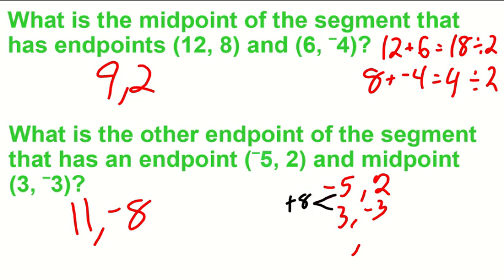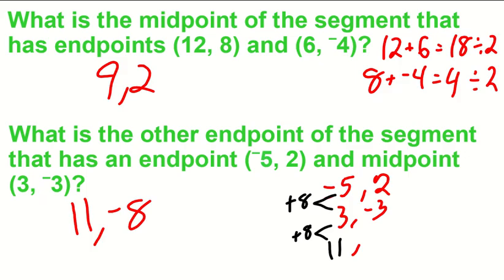is up 8, right? That means to go from here to here, gotta go up 8 again, right? That's what a midpoint is, it's in the middle. So it's gotta be the same distance. So 3 plus 8, that's where the 11 comes from.